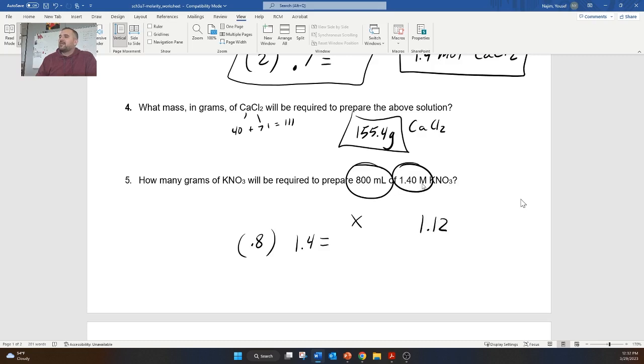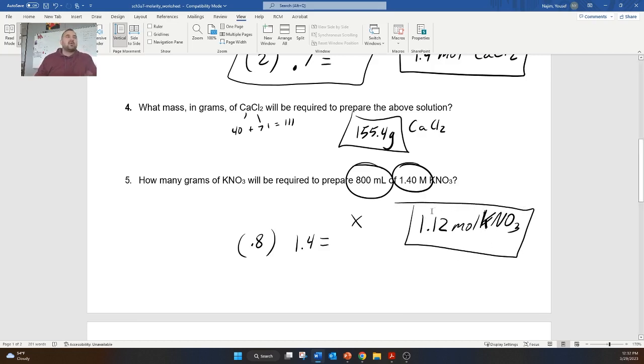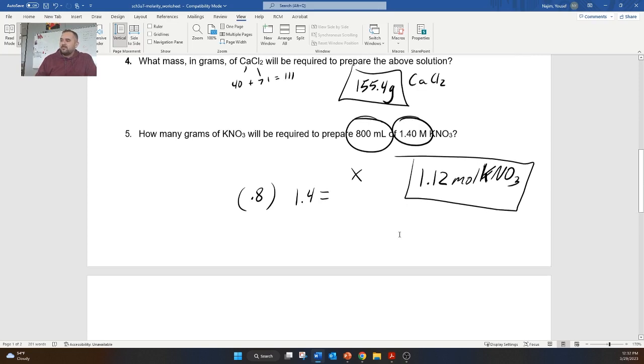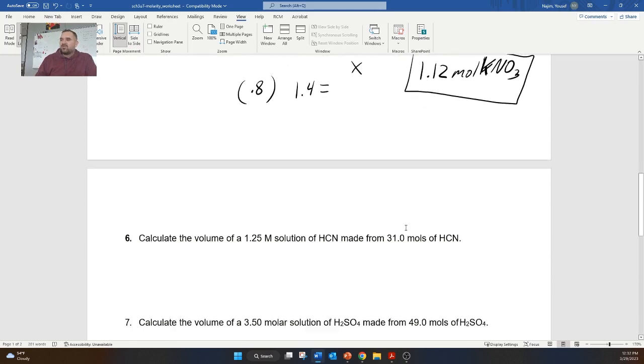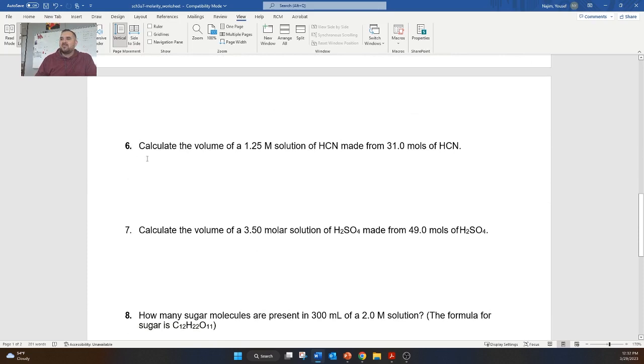All right, and then the next thing is we need to plug in our unit. So what did we just solve for here? We just solved for moles. So now we have 1.12 moles of KNO3. And then to convert to grams, we just got to multiply by molar mass. But we're not going to do that today. We're going to do that next time y'all are in here. And we're just speeding through this lesson. We're almost done. Y'all are going to have way too much free time.